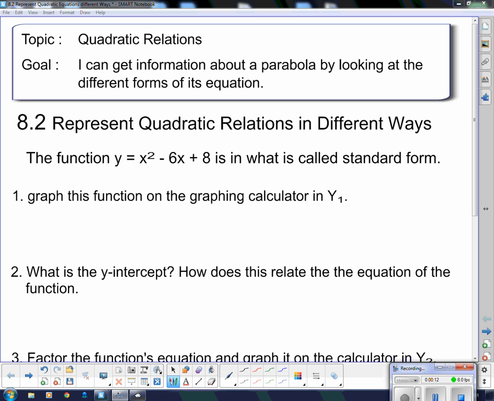Our goal today: I can get information about a parabola by looking at the different forms of its equations. So we're representing a quadratic relation in different ways, and we're going to start with a form that's referred to as standard form. This function here, y equals x squared minus 6x plus 8, is in standard form.